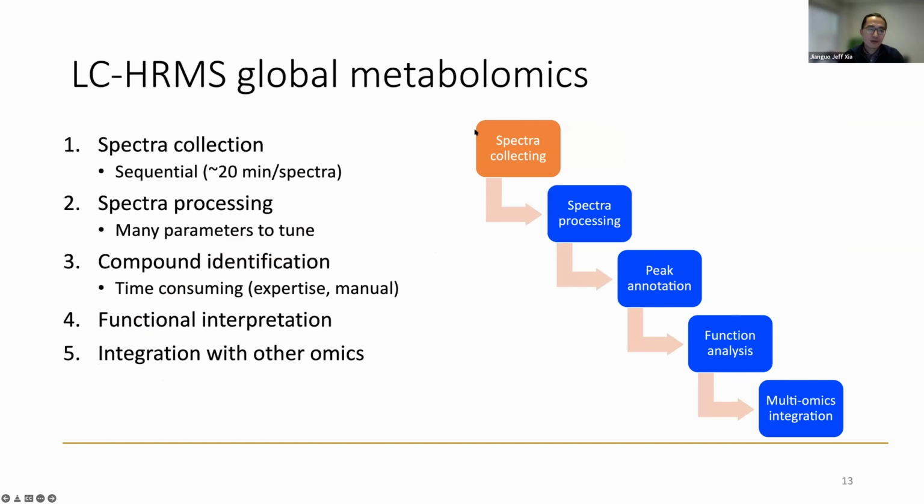Here is the overall flow if we do LC high resolution metabolomics or untargeted metabolomics. We need to do spectral collection, about 20 minutes per spectrum, sequentially. We are talking about LC-MS, and other GC methods will probably be faster. After we collect the spectra, we need to do spectral processing, compound annotation or identification, functional interpretation and integration with other omics. So this is a very natural path for everyone.